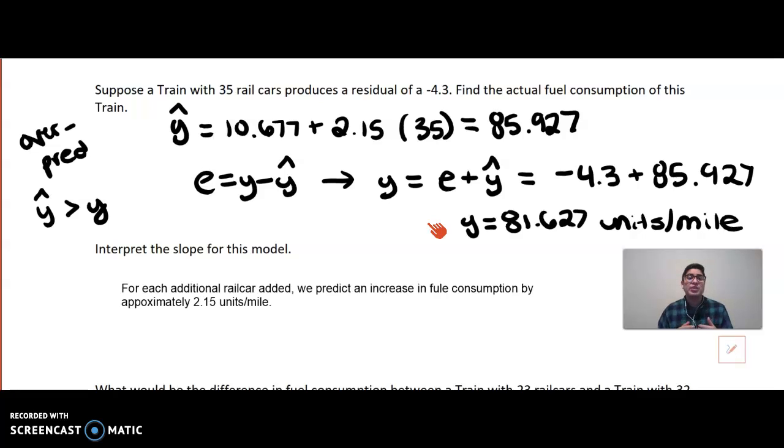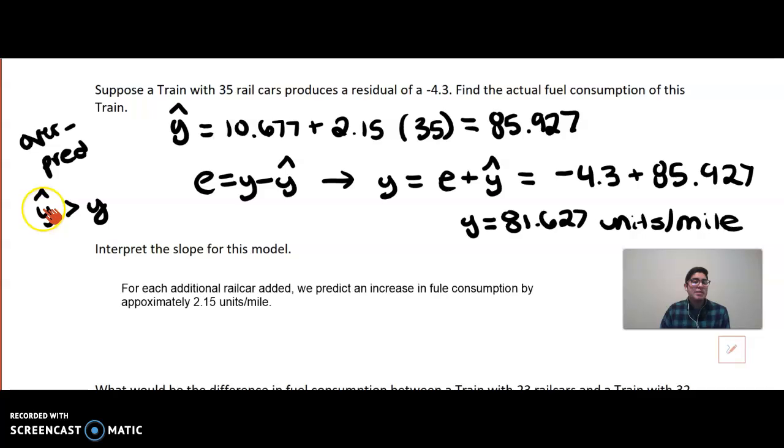Now, suppose a train with 35 rail cars produces a residual of negative 4.3. Find the actual fuel consumption of this train. So I know that a residual, this is AP statistics, is actual minus predicted. Well, I need to find y here. So I'm going to find the predicted fuel consumption. Using my model, I get a predicted fuel consumption of 85.927. And then I manipulate this equation to solve for y using inverse operations. So the actual fuel consumption is just the residual plus the predicted fuel consumption. And when I substitute in my values, I get an actual fuel consumption of 81.627 units per mile.